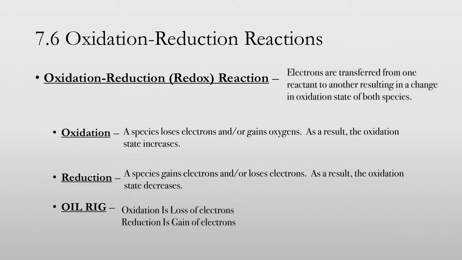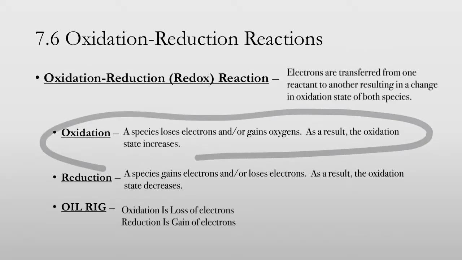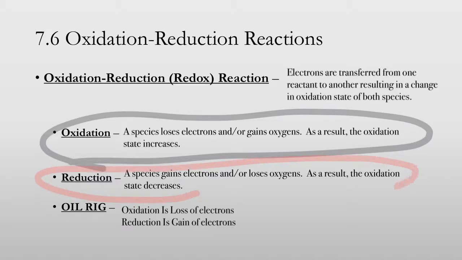The atom or the species that is losing oxygen atoms is getting reduced. And so as you can see here, oxidation occurs when a species loses electrons or gains oxygens. As a result, the oxidation state of that species increases. Okay, so you might have noticed I just made a change in the way it was typed, but in reduction, a species gains electrons or loses oxygens. As a result, the oxidation state decreases.